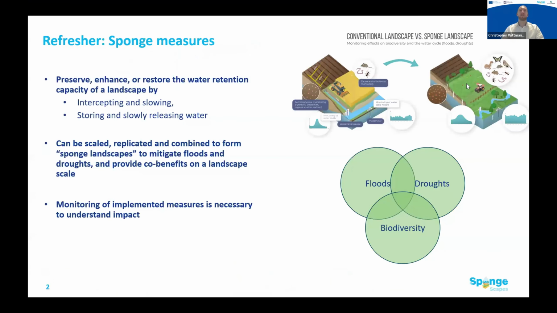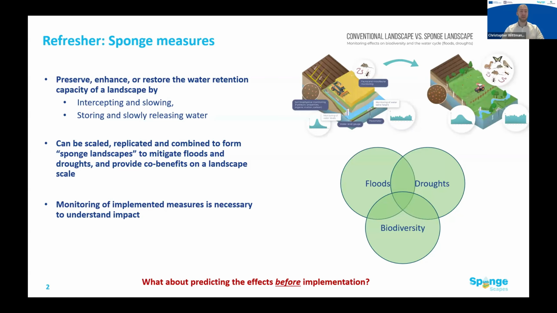But before I start, I want to give us a short recap on some of the things that we talked about in the previous webinars, and just to give a general overview of what the series has been talking about. So sponge measures, when we talk about sponge measures, we talk about actions that preserve, enhance, or restore the water retention capacity of a landscape, for example, by intercepting rainfall, by slowing the flow, and storing and slowly releasing that water again.